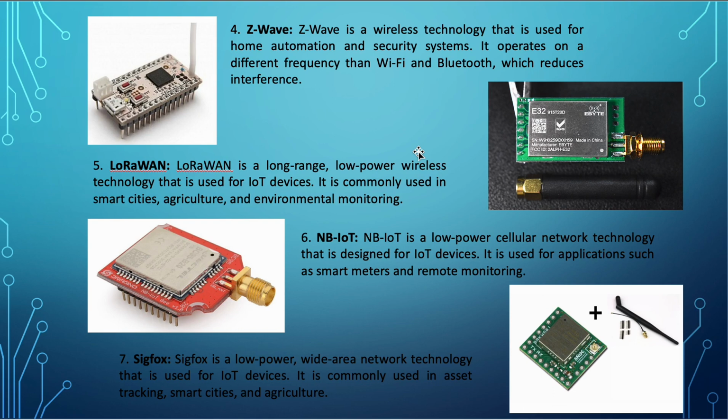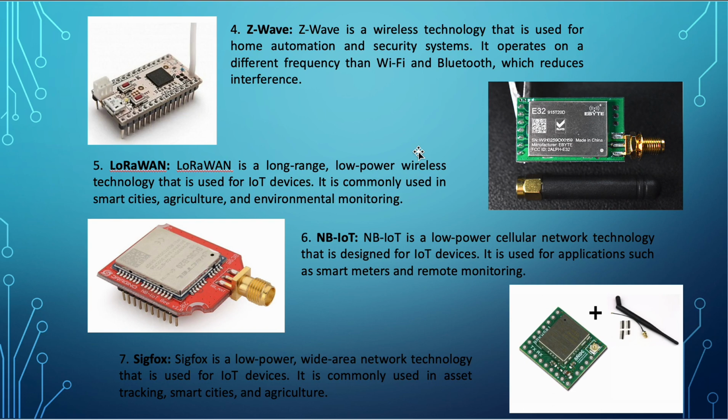NB-IoT is a low power cellular network technology that is designed for IoT devices. It is used for applications such as smart meters and remote monitoring. Smart meters, yes. When saying smart meters, think about an option. If we are to build a smart electricity meter and a smart water meter, something that is not there in Sri Lanka, that is something that we can build. If we are to build such a thing, there's no need for somebody to come and mark the water meter by themselves.